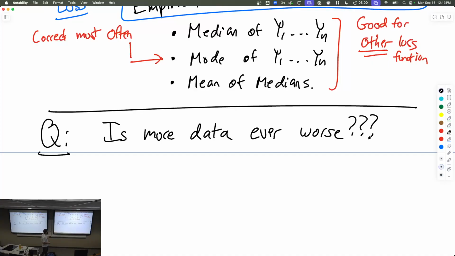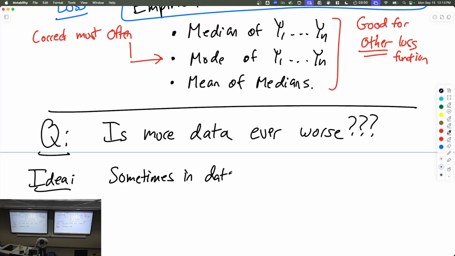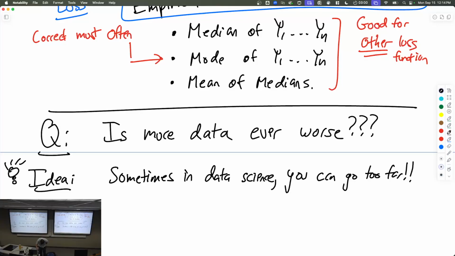So this is the idea: sometimes in data science, you can go too far. And indeed, this is a really important idea, and we are going to get to this idea. But this idea does not apply to the data. This will be for something else. This is a really brilliant idea, but it goes with a different question, not this question. So the "too far" here, we're going to see what that is.